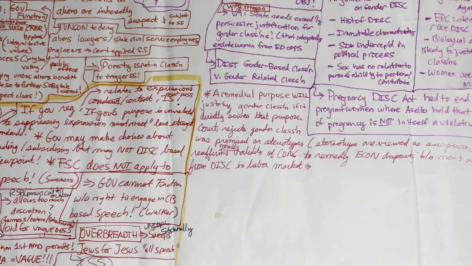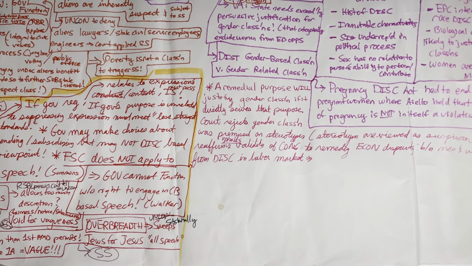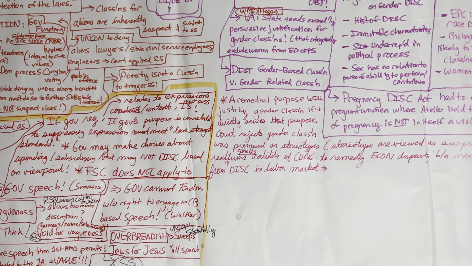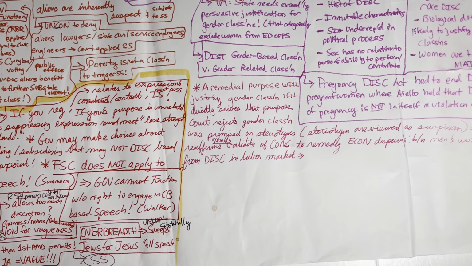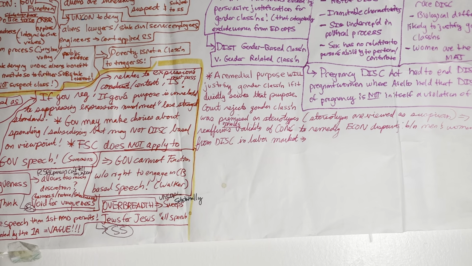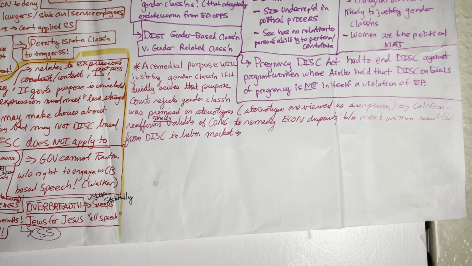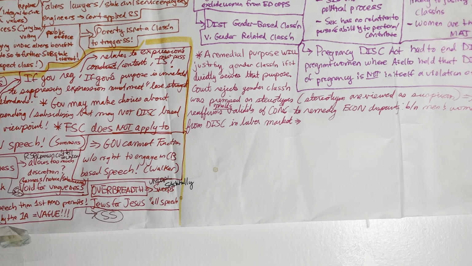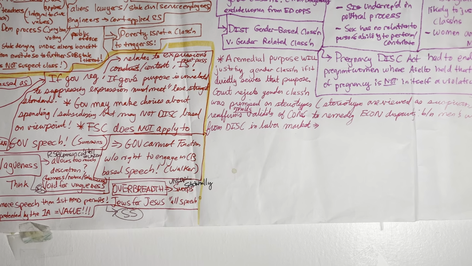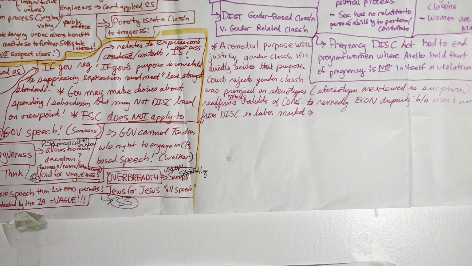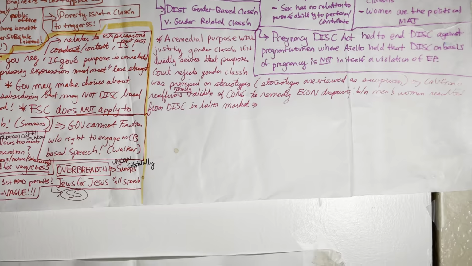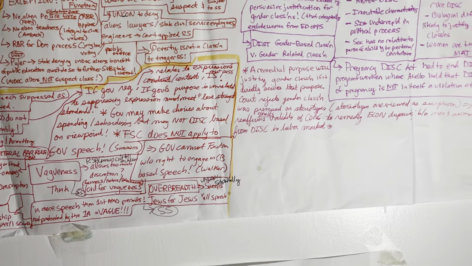And remember that a remedial purpose will justify a gender classification if it directly serves that purpose. The court rejects gender classifications premised on stereotypes. Stereotypes are viewed as suspect or suspicious. And in that case, Califano, it reaffirmed and upheld the validity of Congress's power to remedy economic disparity between men and women resulting from discrimination in the labor market. So a remedial purpose seems to directly serve that purpose. However, Congress has that ability to remedy economic disparity as part of their constitutional authority, as we talked about.